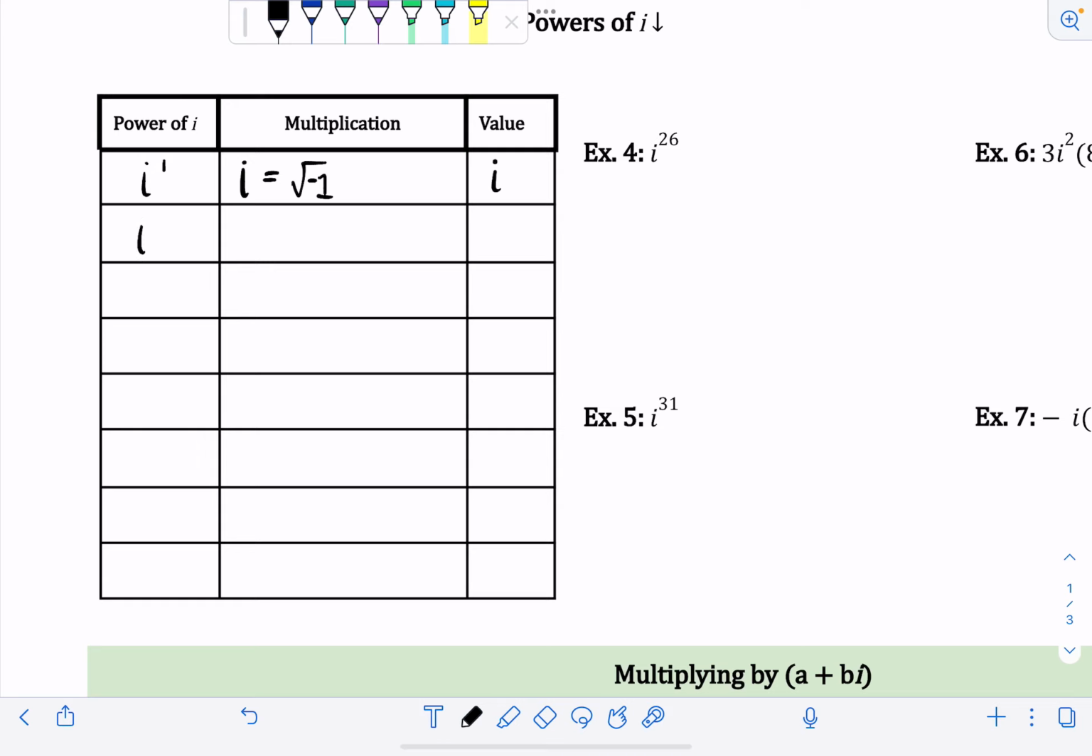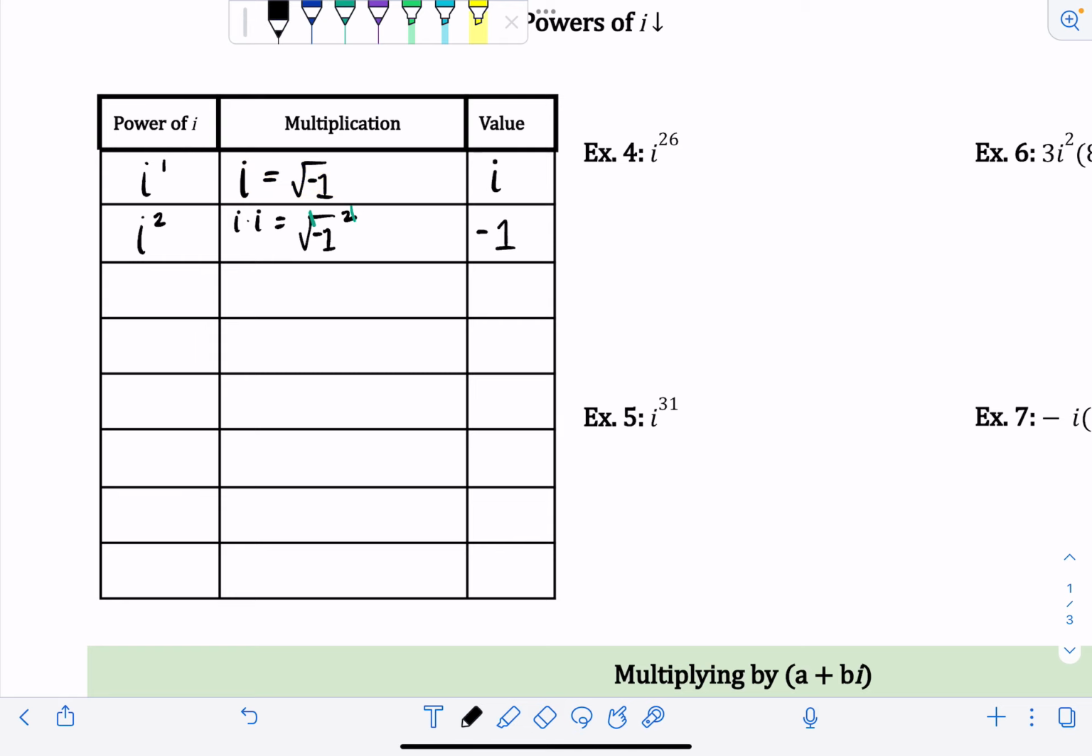So the next power of i would be i squared, which is i times i. If we were to square the square root of -1, that would just cancel out my radical. It would just go away. So technically i squared simplifies to -1, right? If i is the square root of -1, then i squared must be -1.